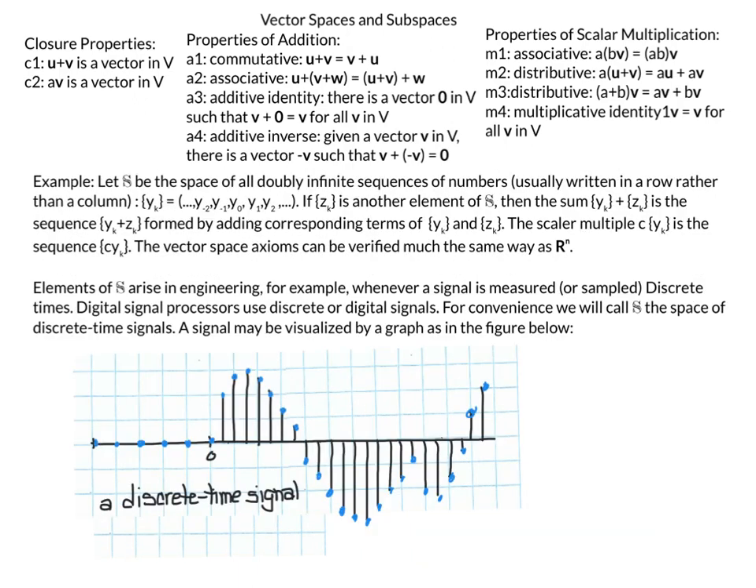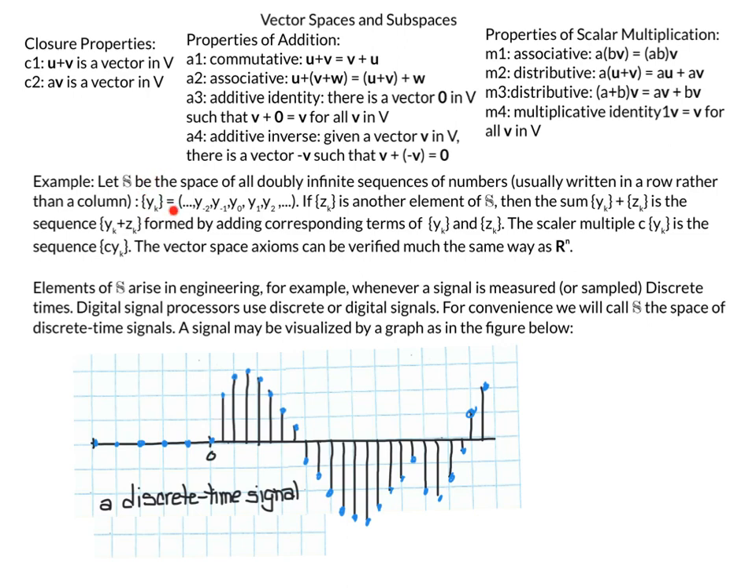Another example as a vector space, let S be the space of all doubly infinite sequences of numbers. And by doubly infinite, that means we go to negative infinity on one side, positive infinity on the other. So usually written in a row rather than a column. And you can imagine if it were written in a column, it looks like vectors in Rn, except that here n is like infinite.